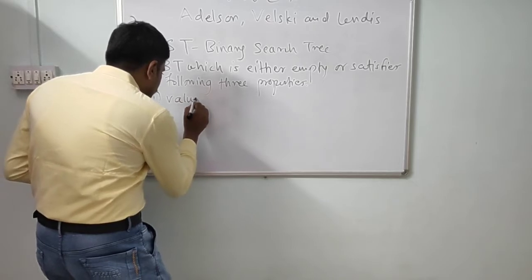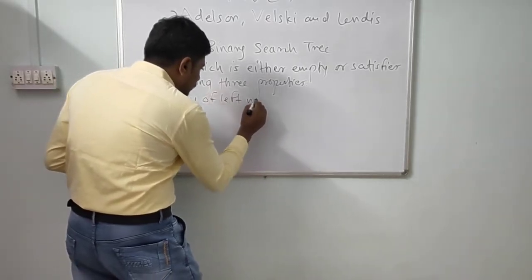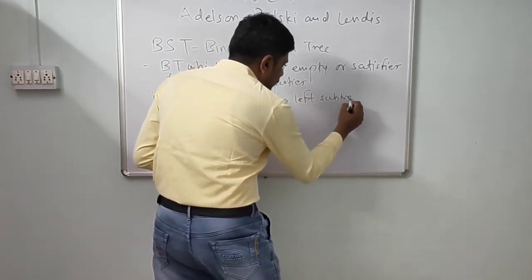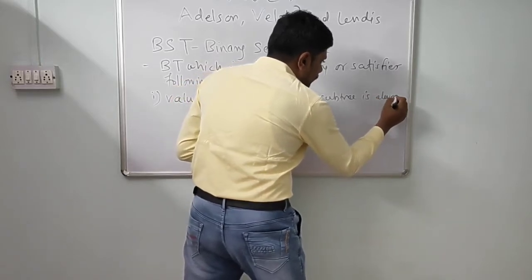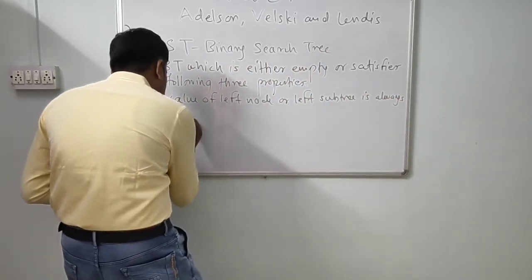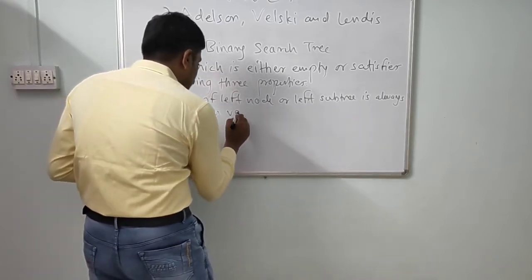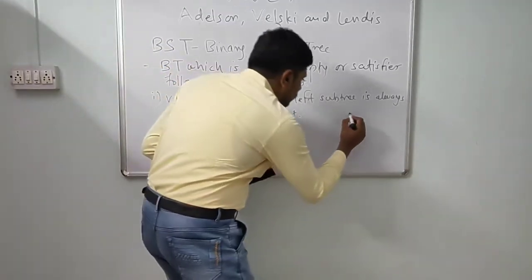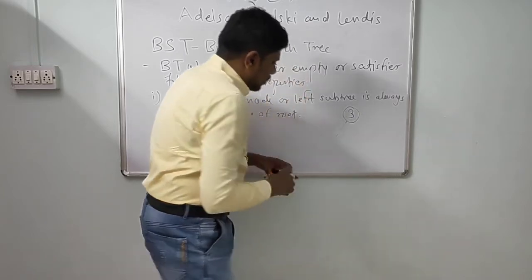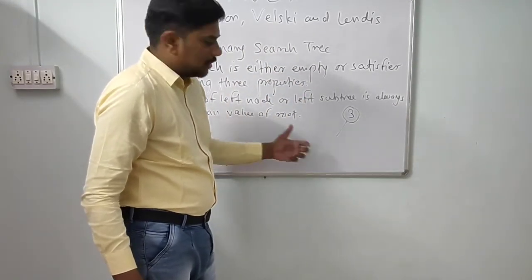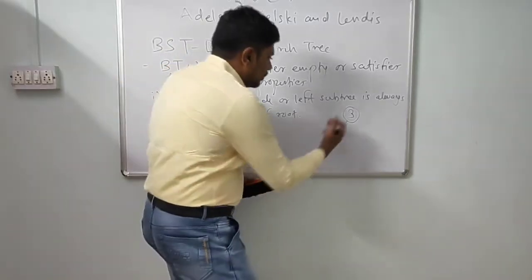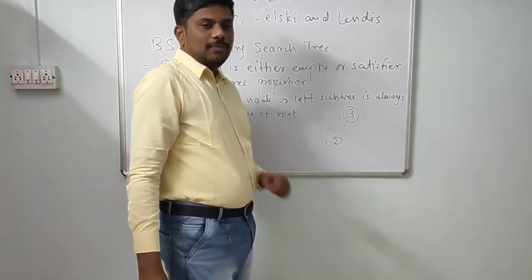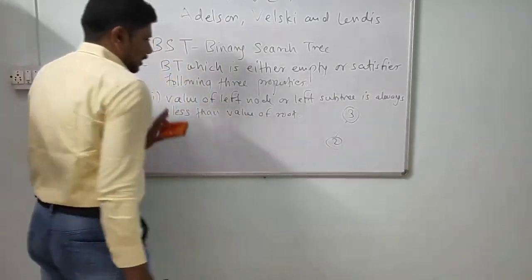The value of the left node or left subtree is always less than the value of the root. This is the first property. For example, suppose 3 is the root, then the value of the left subtree, or the left children of this particular node, should be less than the value of 3. So this can be a binary search tree. This is the first property.